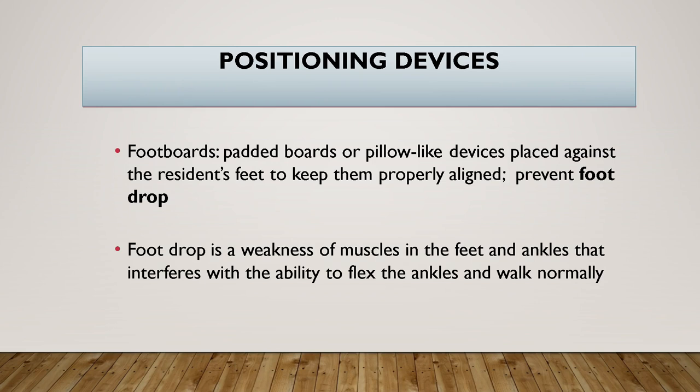Positioning devices aid in proper body alignment and positioning. One type of device is a footboard. The footboard is a padded board or pillow-like device that is placed up against the resident's feet to keep them flexed and properly aligned. This prevents foot drop, which is a weakness of the muscles in the feet and ankles, causing them to constantly, if not permanently, be extended.